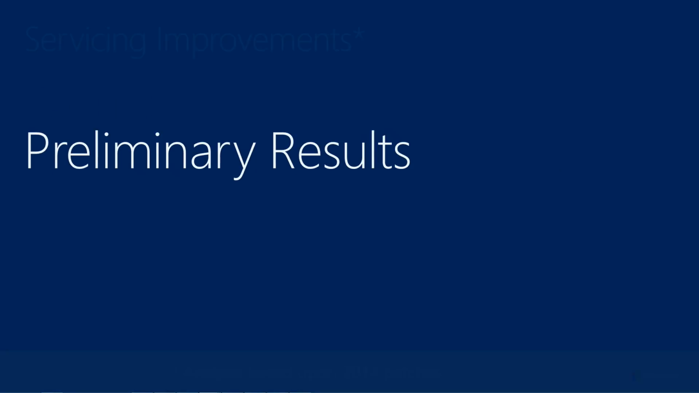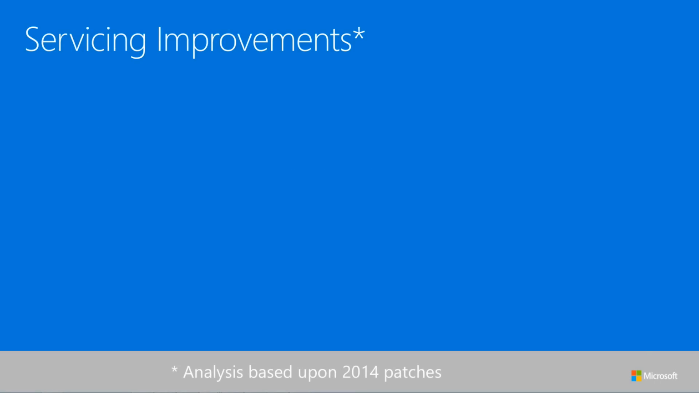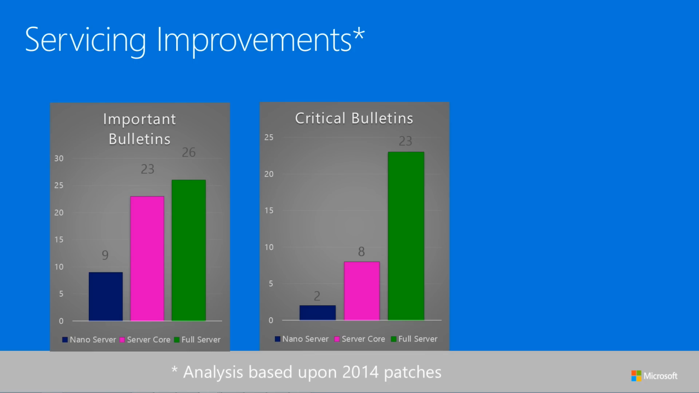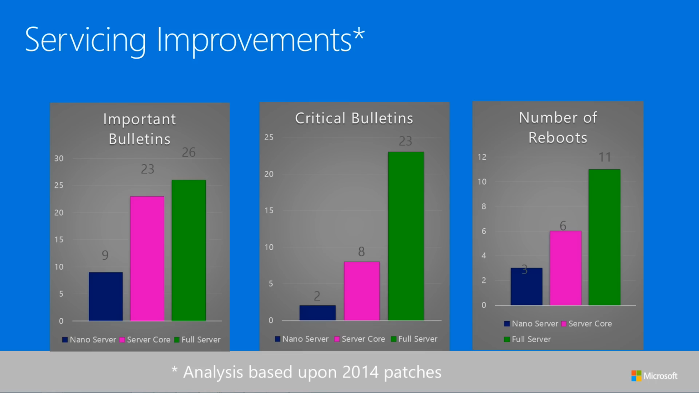Results. Okay, the number of important bulletins goes down. Green is full server, pink is Server Core, and then Nano Server. From 26 down to 9 important bulletins. But critical bulletins go from 23 down to 2, one-tenth the number of critical bulletins. Reboots, almost one-quarter of the reboots.